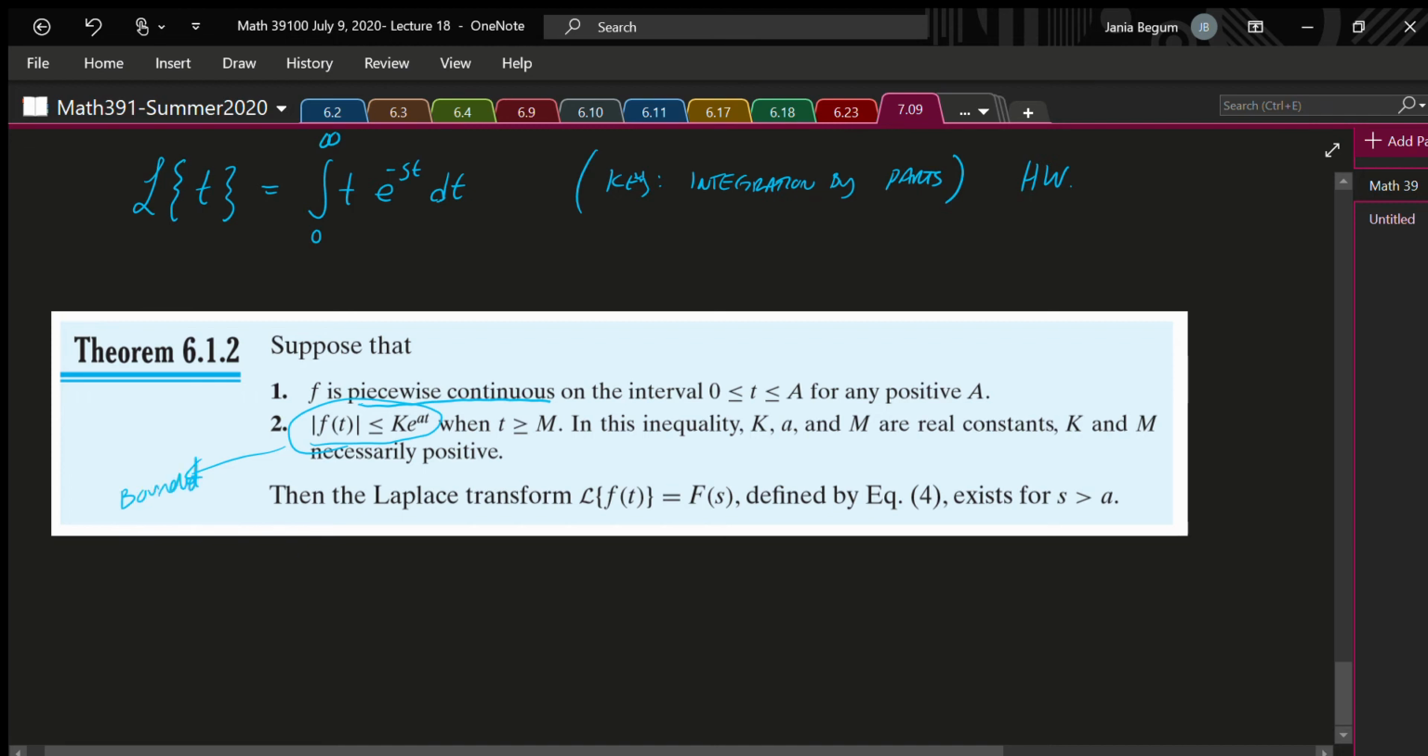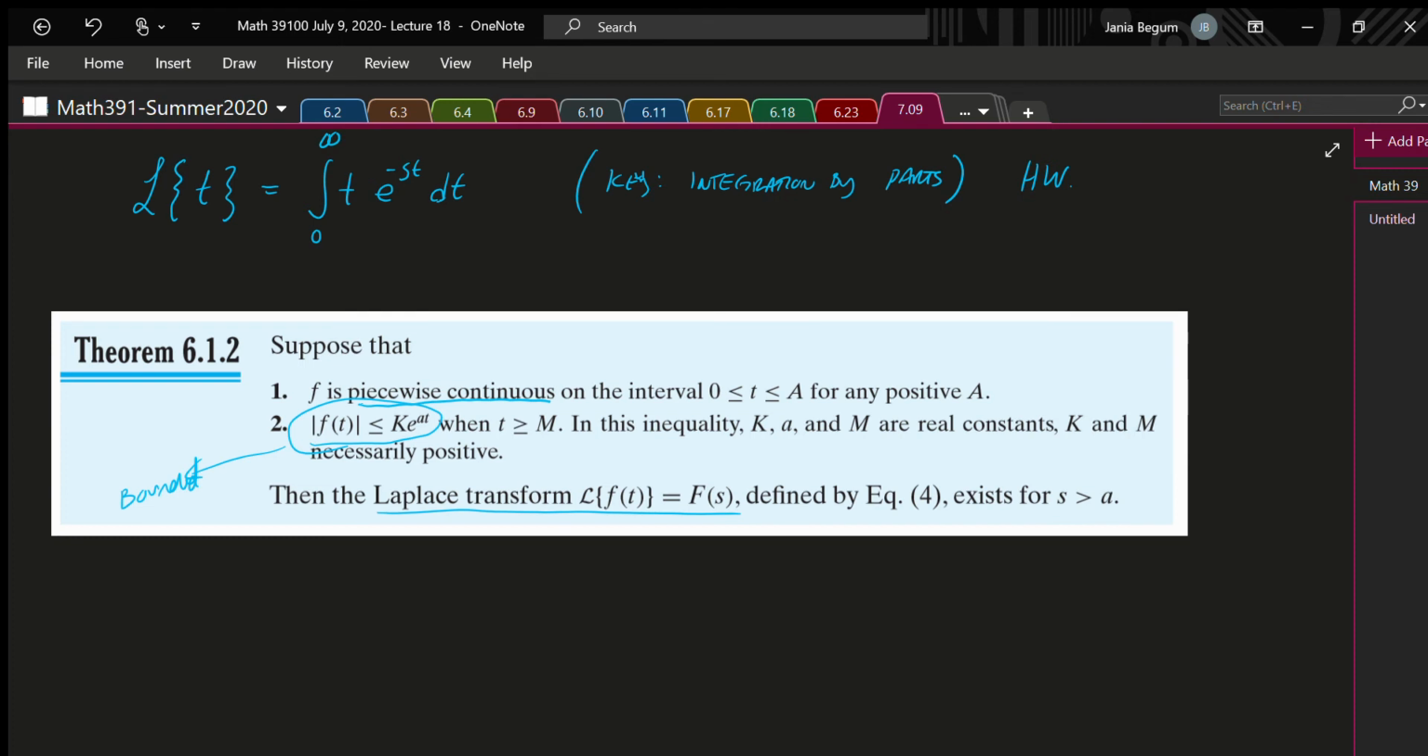Okay, so if you have a bounded function and it's piecewise continuous, then it is possible to compute its Laplace transform. So that's the idea behind this theorem. I'm not going to go through the proof because we don't have that much time, but if you want to see how things work, you can read through the text. It's not so long, it's pretty nice. So this is what it's saying.